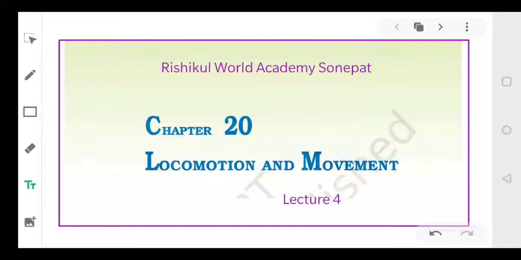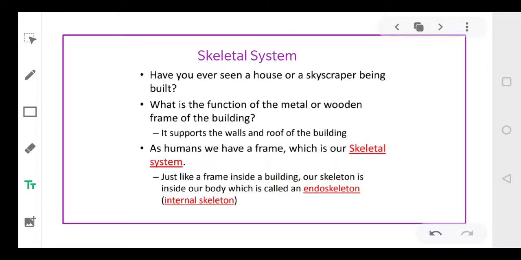In the previous module, we have talked about the contraction of the muscle fiber. How does a muscle contract? Okay, dear students. Now, in this particular video, we'll be talking about the skeletal system.